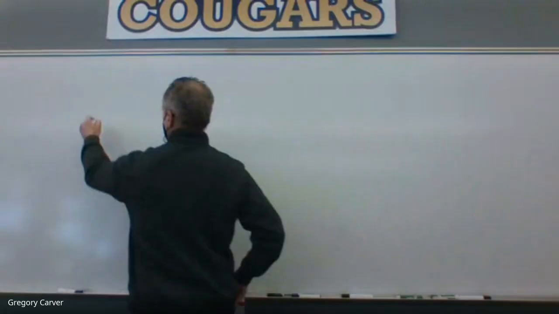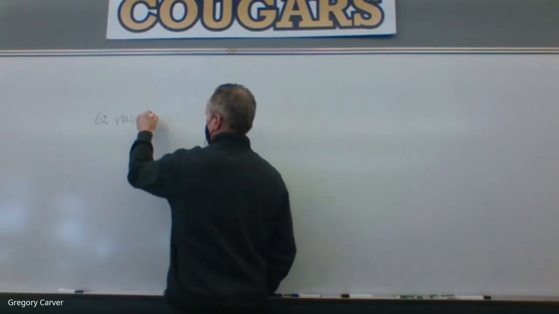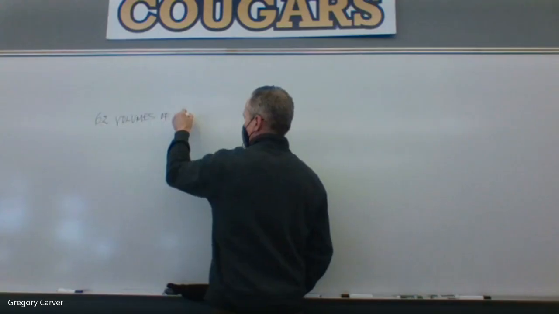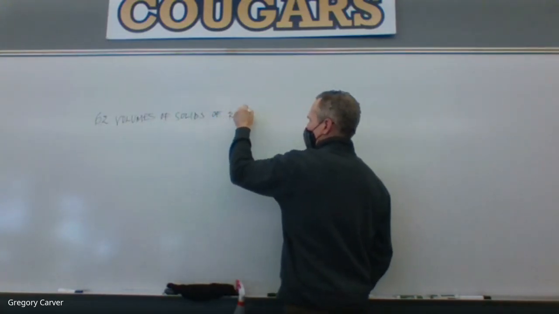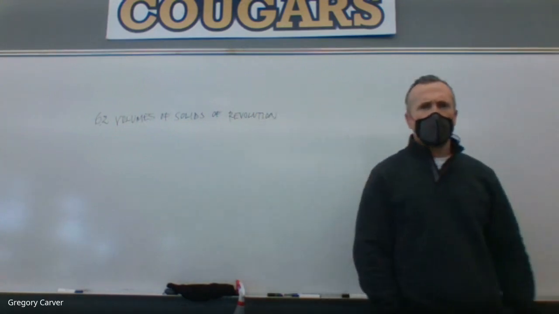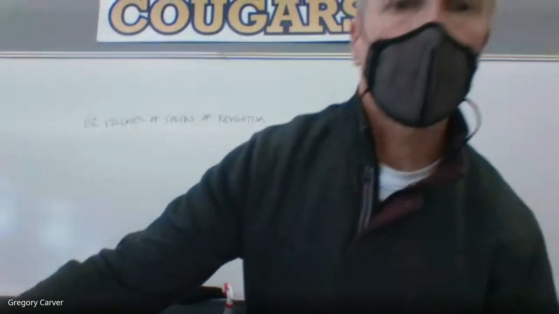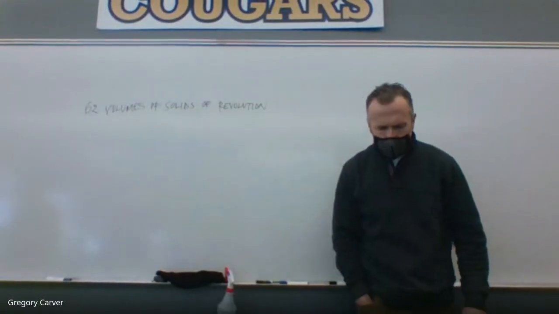So we're going to move into three-dimensional shapes. Okay, so this is 6.2. This is volumes of solids of revolution. Volumes of solids of revolution. And you'll see why they call it that right now.